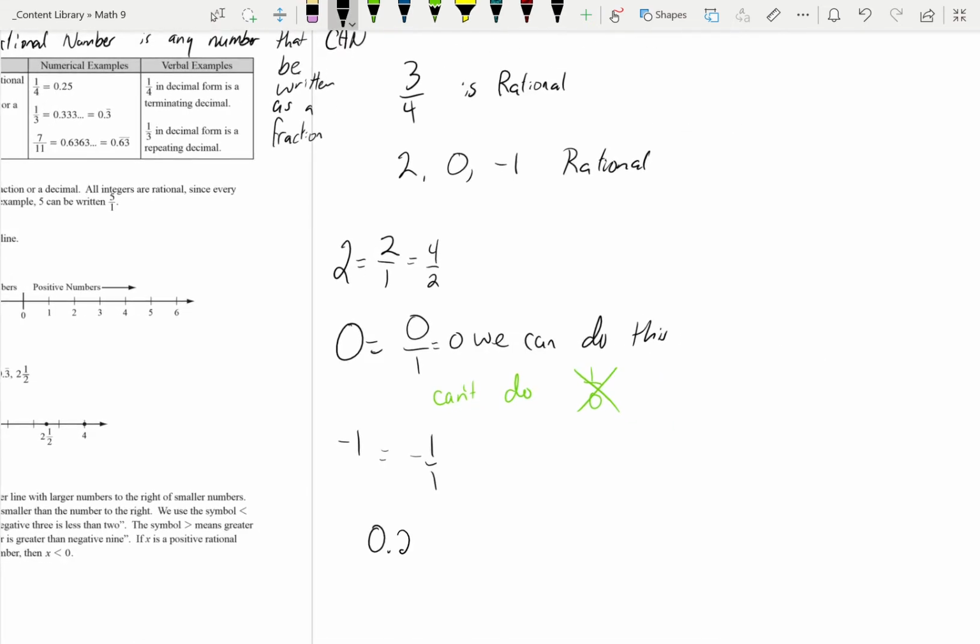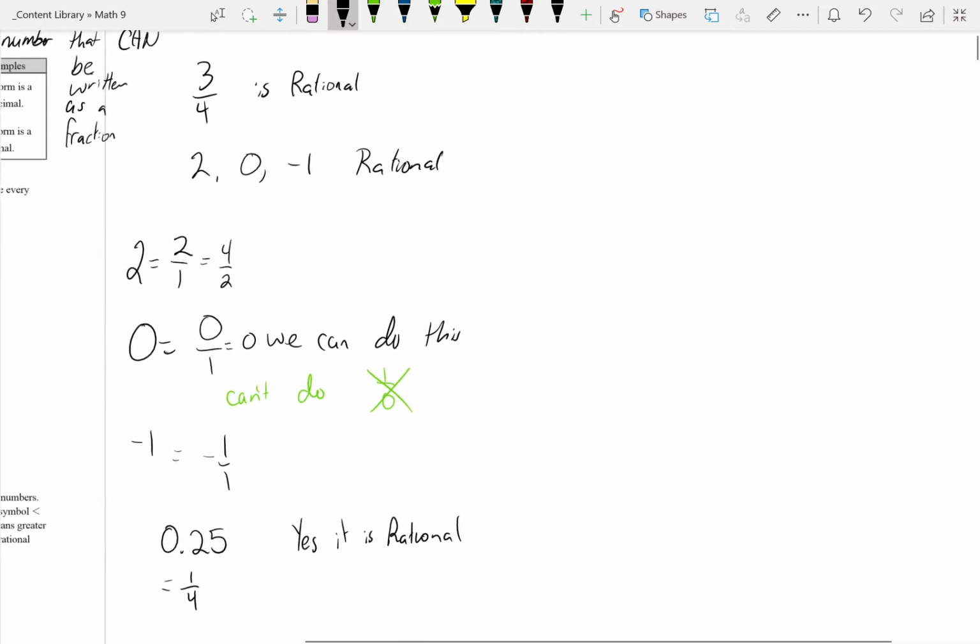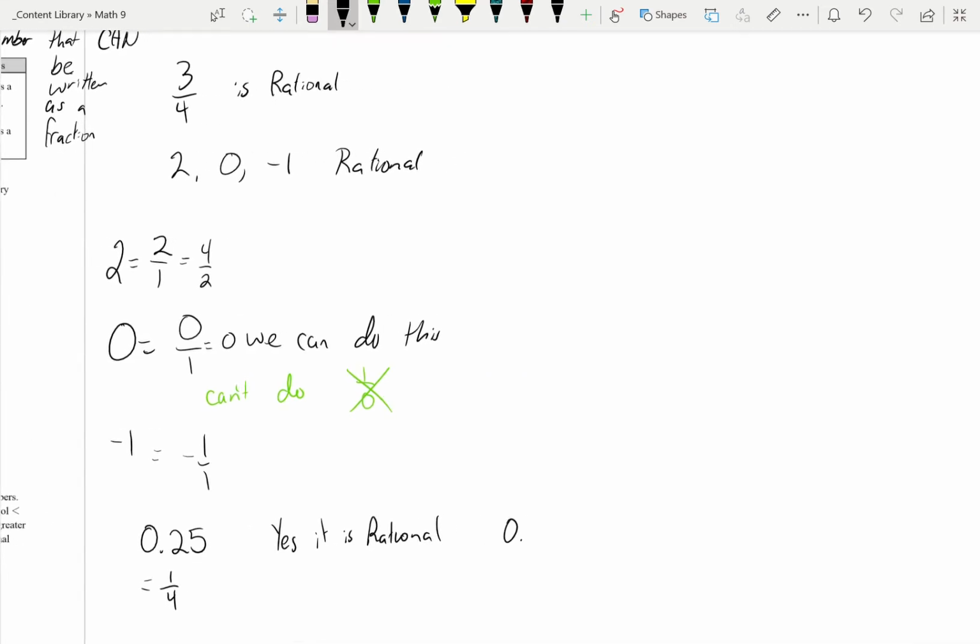What about, let's do an easy one, if I have a decimal, 0.25. Now, I picked this number because a lot of you can recognize what this is, and the answer is yes, it is rational, because I can write this as 1 over 4. Okay, well, what about something like 0.3? And again, yes, I can write this as a fraction. In this case, I want to move the decimal place over once, so I can write it as 3 over 10. And another way I could write it would be 30 over 100.